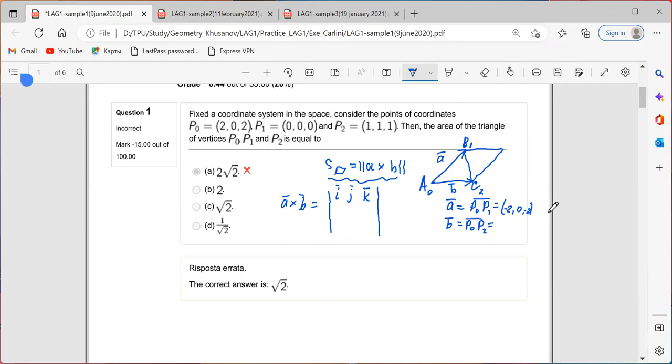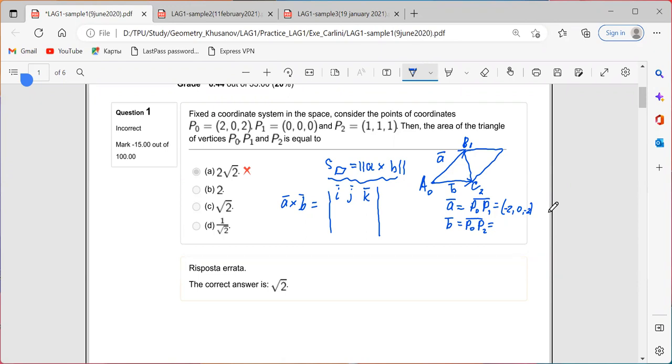Maybe it's more convenient, considering these given points, if you take P1 instead, because this is the origin point, but it doesn't matter which point you take for these vectors.